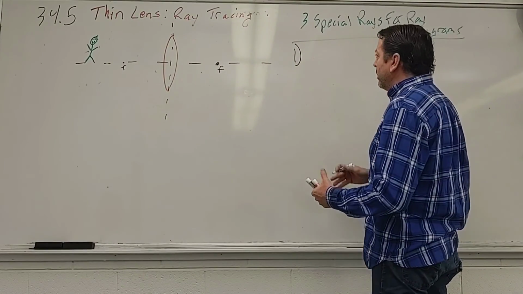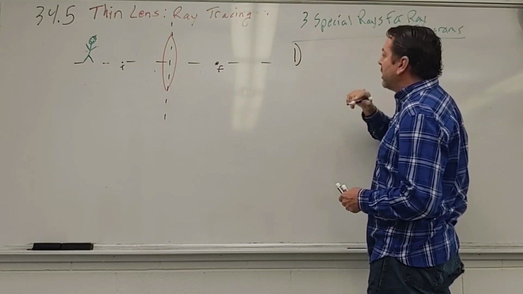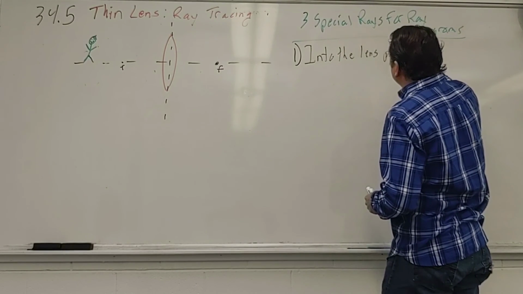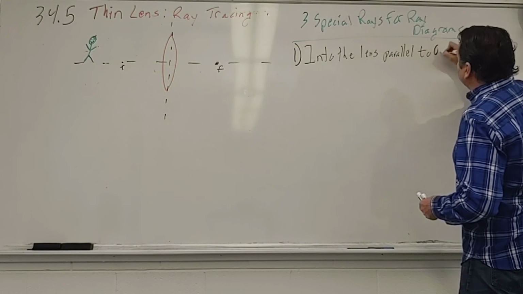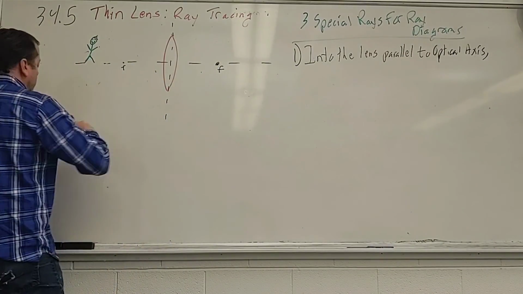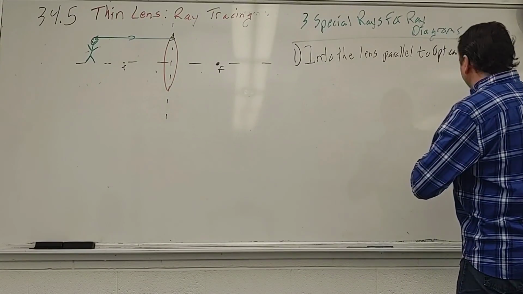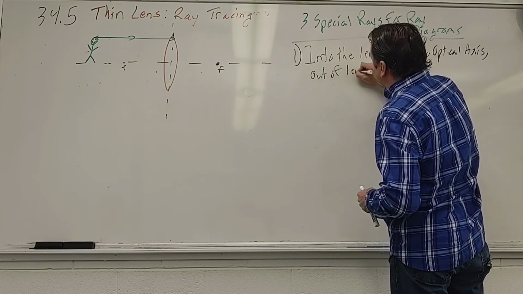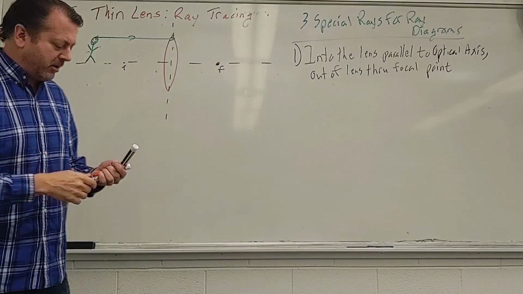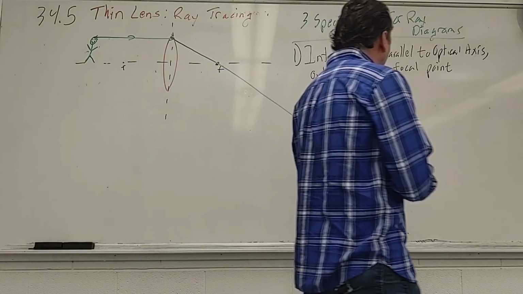So the first ray, and we're going to do something very, very similar for mirrors. Okay? Very similar for mirrors. The first ray that's going to emanate from the top of Cameron's head is going into the lens parallel to the optical axis. We go in parallel to the optical axis. Out of the lens through the focal point. And it's just like those parallel rays from before. And that's the light ray. Okay? That's one.